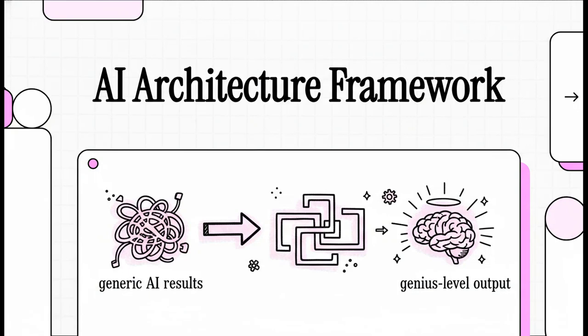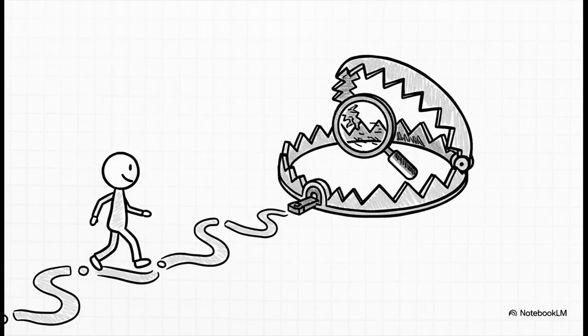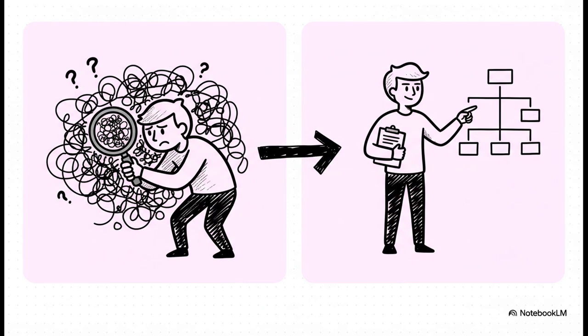Getting those useless generic AI answers? Yeah, let's fix that. We've all been there. You ask for something and get back, well, junk. So what gives? Here's the problem. You're treating AI like a search engine, and that's a huge trap. It's time to stop being a searcher and start being a manager.